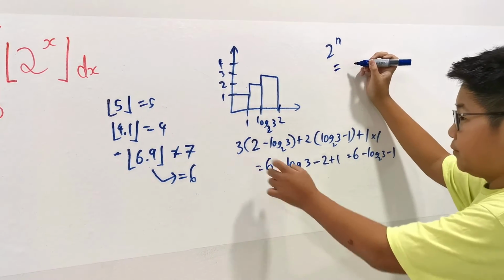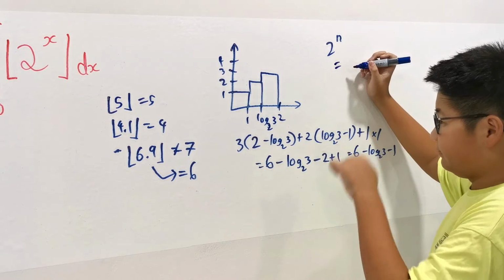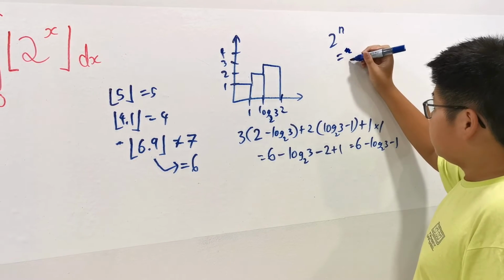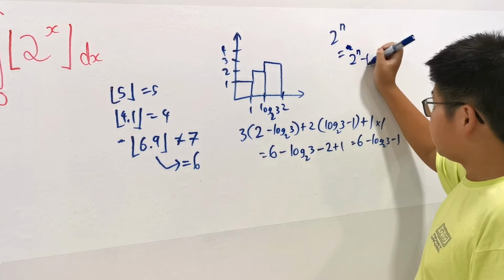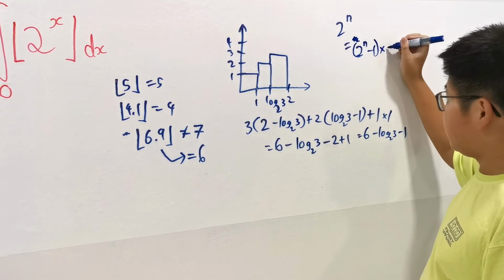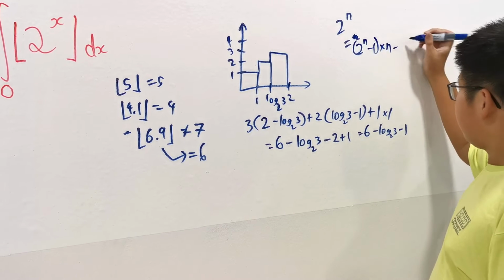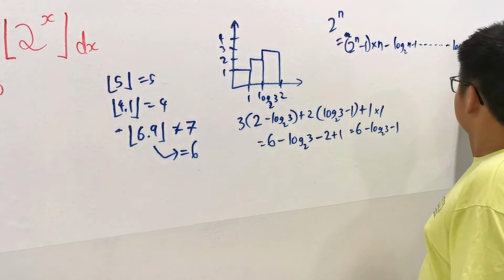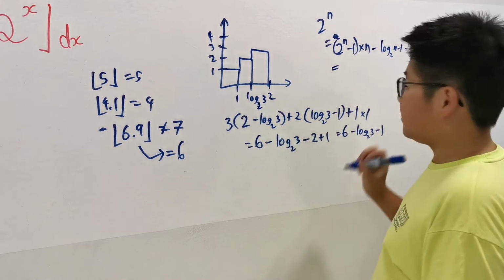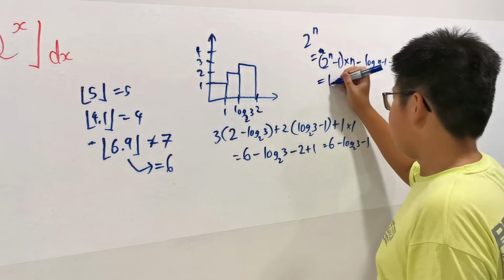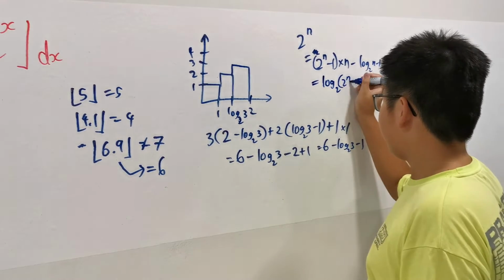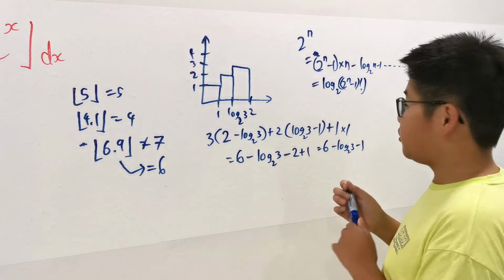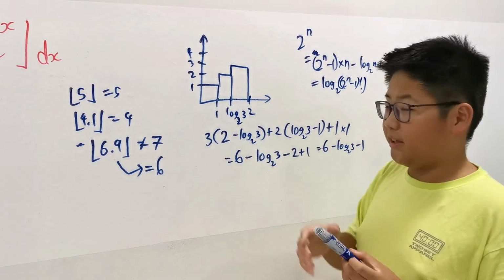Do you see that this is 3 times 2? Now we have 2 to the power of n minus 1 times n minus log 2 n minus 1 minus (minus log 2 3 minus 1). This happens to have a really interesting expansion. This becomes log 2 of (2 to the power of n minus 1) factorial. There you have it. Some interesting expansions and very interesting areas.